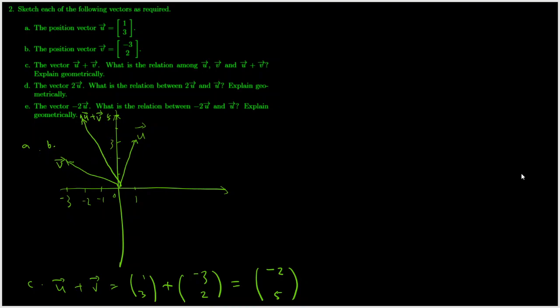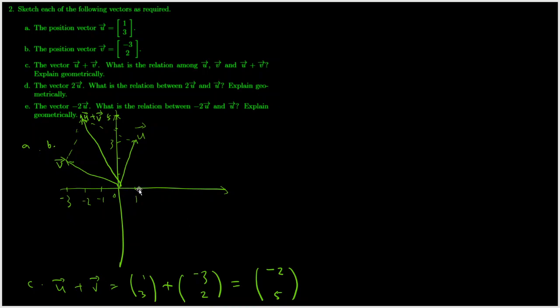Okay, I will give you a little more hint. Imagine you connect the terminal point of v and the terminal point of u plus v. I'm going to use the dotted line. And another dotted line connecting the terminal point of u and the terminal point of u plus v. So do you see you have a parallelogram? Actually, u plus v is the diagonal of the parallelogram.